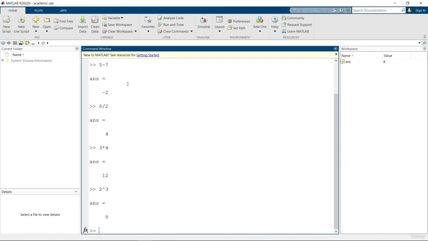Once we have entered the operations we want to perform, if we want to perform other operations and the performed ones are no longer useful, we can clear the command window using the clc command.